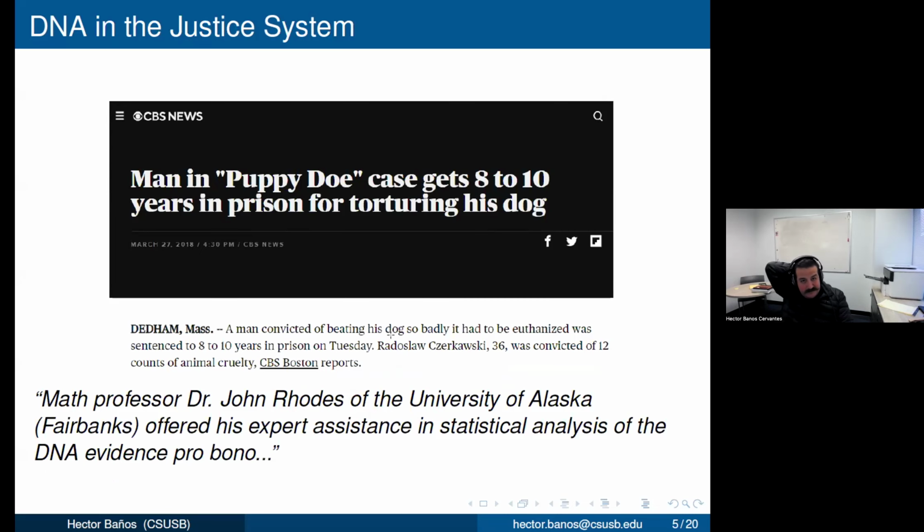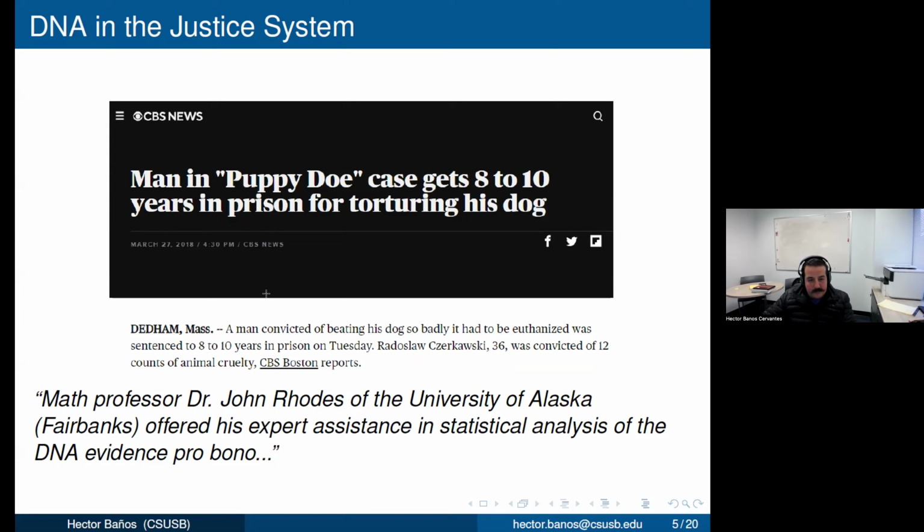Another application I've seen is about a case of a man. The case was called the puppy dog. It was a person that was unfortunately treating his dog really badly. And this person, they found the dog and therefore had access to its DNA. And they found DNA from a dog in the kitchen of this person. Because this person was claiming the dog that they found was not theirs, they had to really match the sample found in the kitchen and the one of the dog.